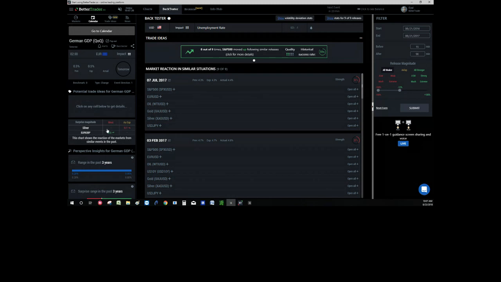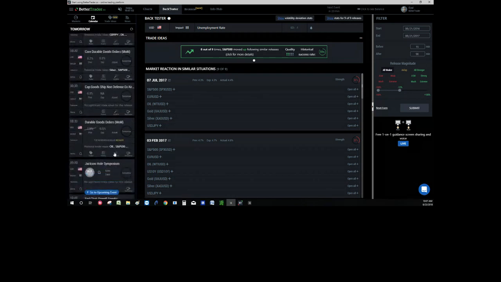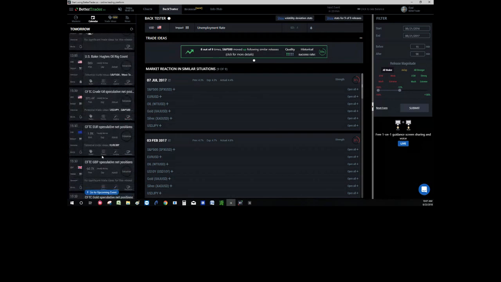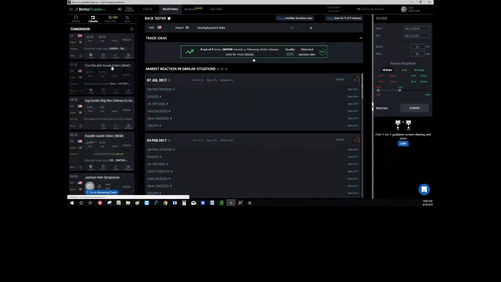And you can see that in the past, if this really is going to be weak, the best opportunity is in the euro pound. As you can see, not so many opportunities for this event, so maybe I will even skip it. Maybe if it will be weaker, I will go long the euro pound. But maybe I will trade another event tomorrow. Let's take durable goods orders. Okay, let's open this one.